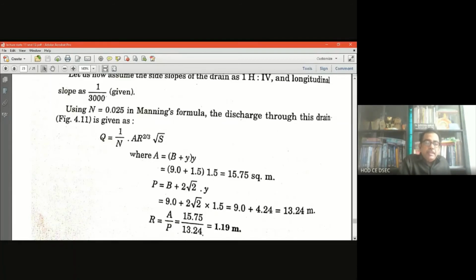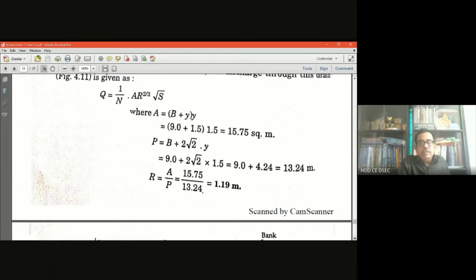Similarly, from the geometrical shape of the trapezoidal section, you can find the perimeter equal to B plus twice square root 2 into Y. Putting in the values, the perimeter also comes to 13.24. And what is hydraulic radius? It is nothing but area by wetted perimeter.